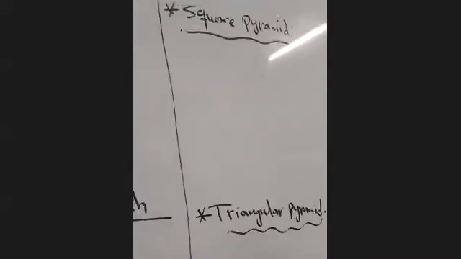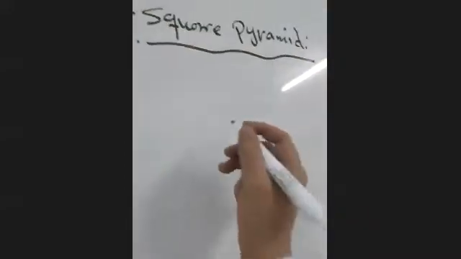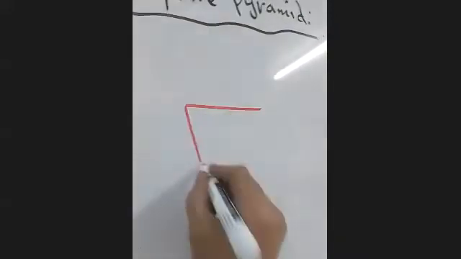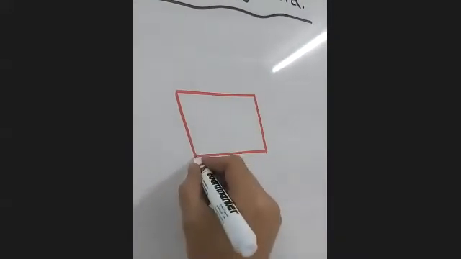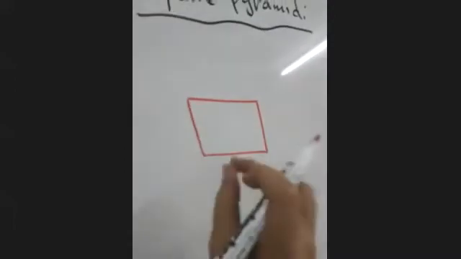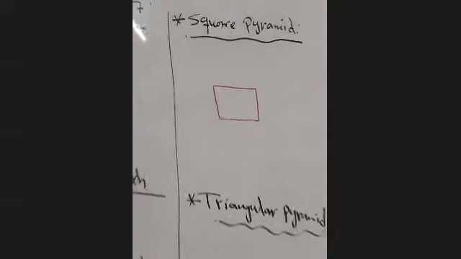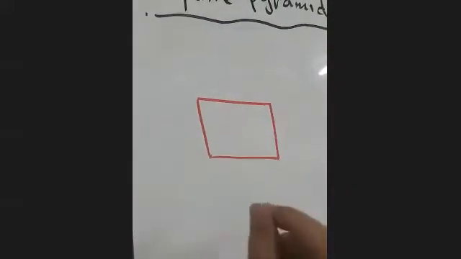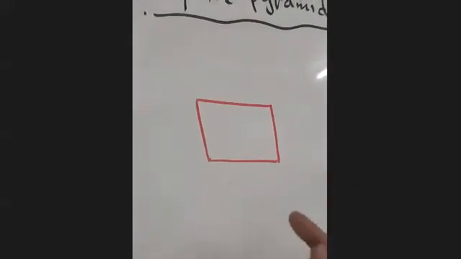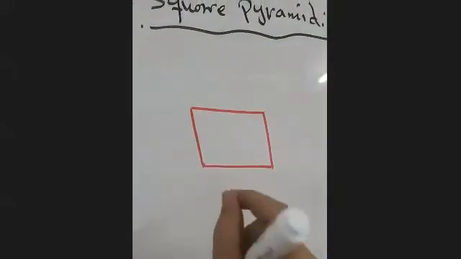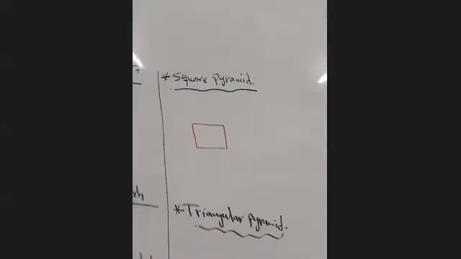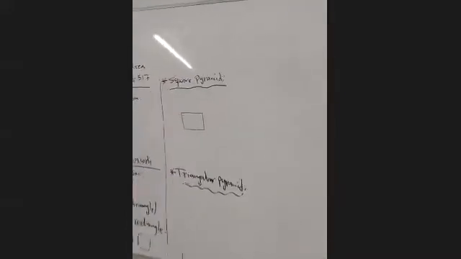Now, let's graph the square pyramid together. The square pyramid, the base is a square. When I say square, I mean the four sides have the same length. Focus, please. And we said all the sides of the pyramid are triangles, like this one.